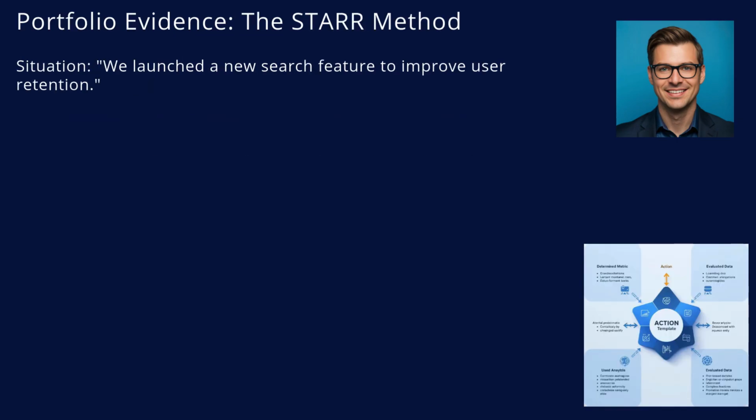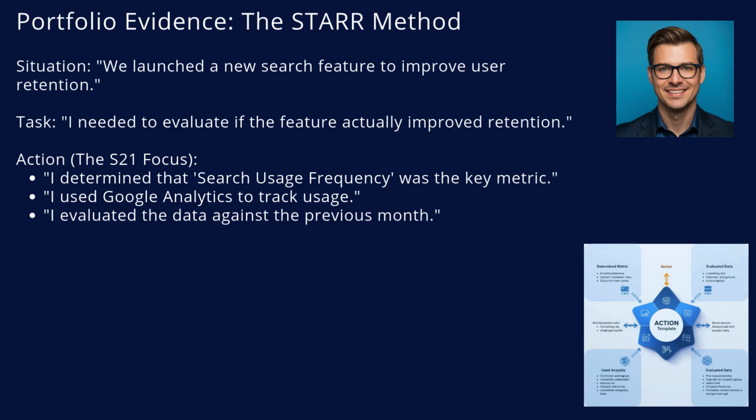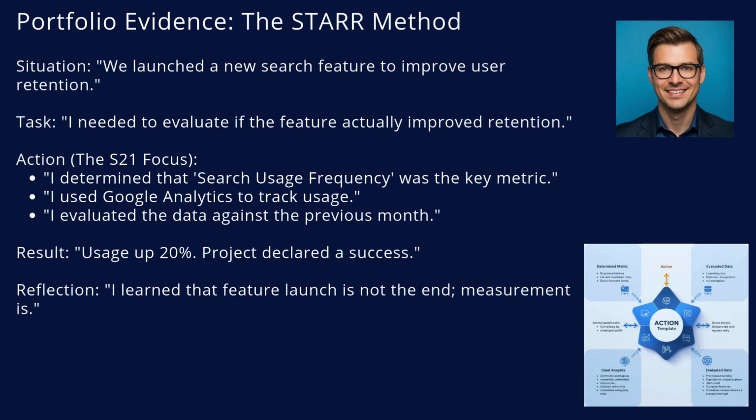For your portfolio, use STAR. This is the proof of value story. Situation. We launched a new search feature with the goal of improving user retention. Task. I needed to evaluate if the technical work actually delivered the business value. Action. I determined that search usage frequency was the key metric to track engagement. I used Google Analytics to gather data for 2 weeks post-launch. I evaluated this against the previous month's baseline. Result. Usage was up 20%, confirming the project was a success. Reflection. I learned that launching the feature isn't the end of the project. Evaluating the impact is the final, crucial step.